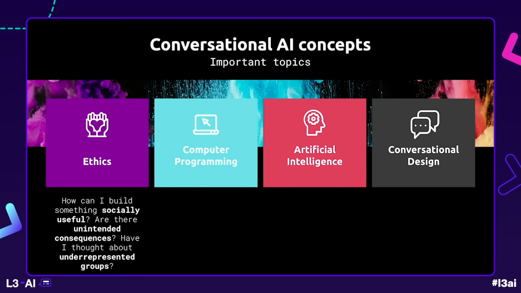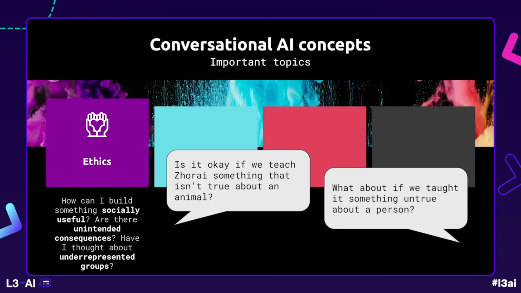And what I think is really of the utmost importance is teaching people the ethics of what it means to be developing and using this technology. So for example, how can they create something socially useful, and how can we provide these people with time to think about any unintended consequences of the technology they're developing or thinking of using? And so in the pilot study with Zorai, we actually had discussions about ethics and asked questions like, is it okay if we teach Zorai something that isn't true about an animal? And what if we actually taught it something untrue about a person? How would it make that person feel?